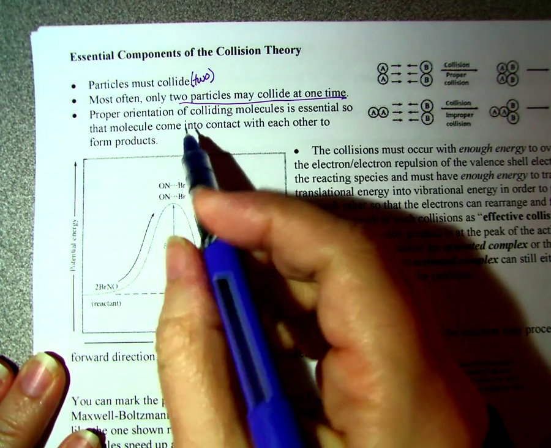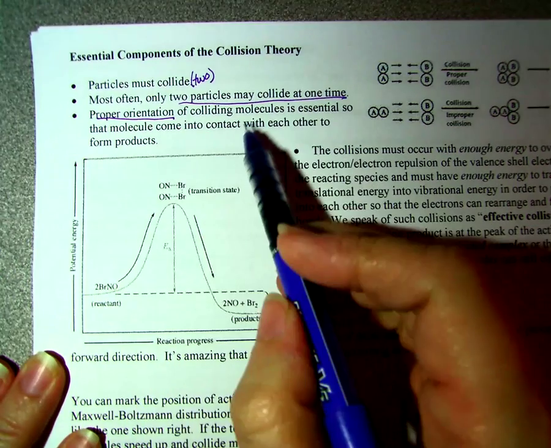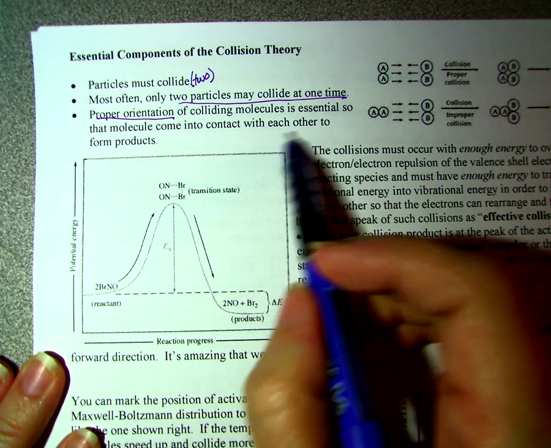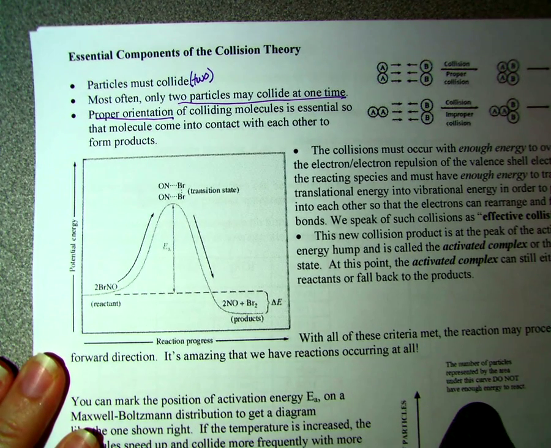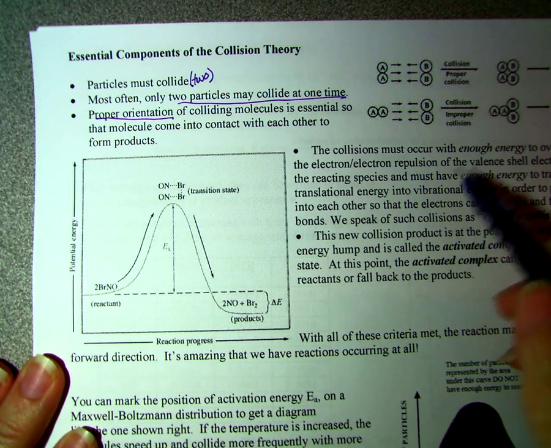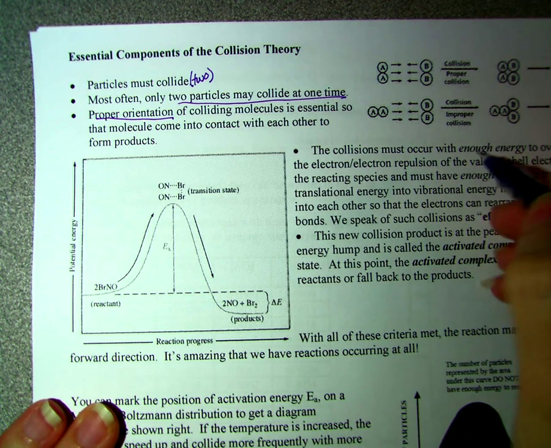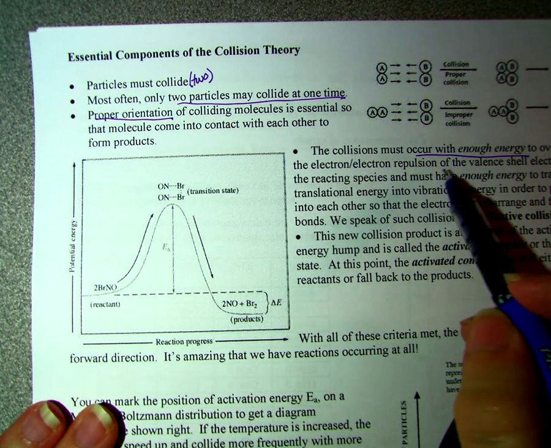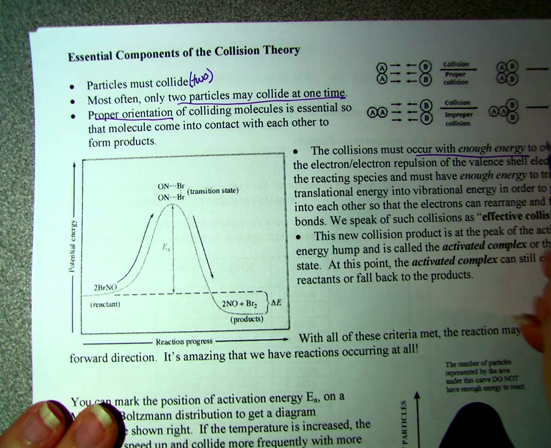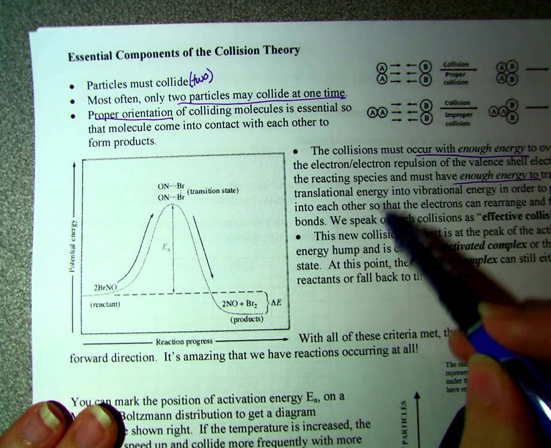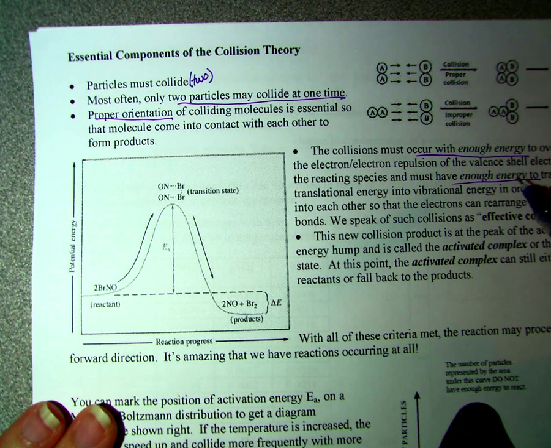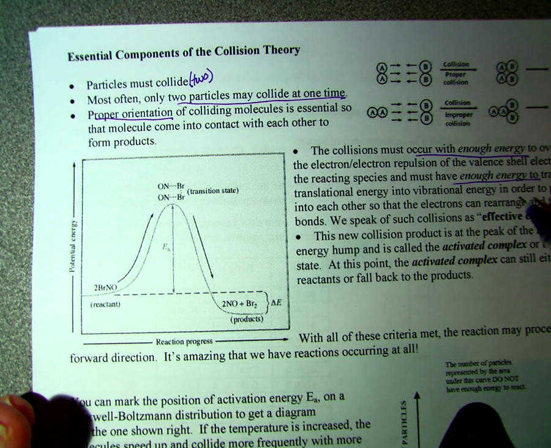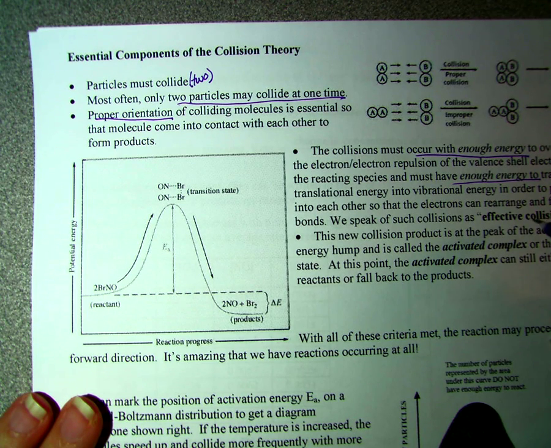Proper orientation of the colliding molecules is essential so that they come in contact with each other to form products in the right orientation. They must occur with enough energy to overcome the electron-electron repulsion from the valence shell electrons, and they also must have enough energy to transform that translational energy into vibrational energy so that they can rearrange and form new bonds. It's typically called an effective collision when that happens.